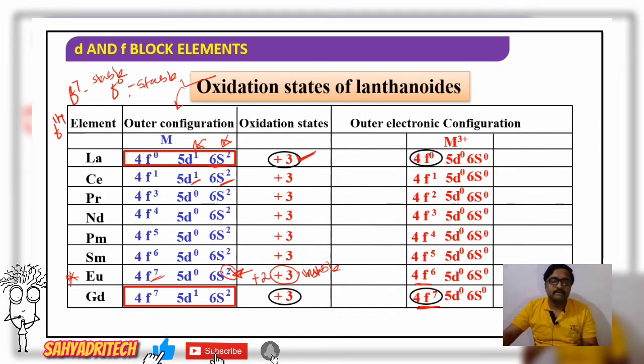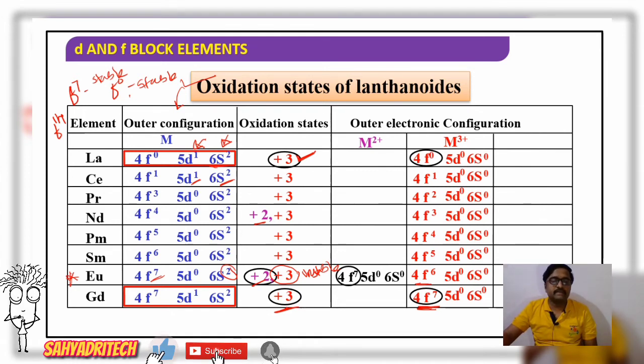Now lanthanum and gadolinium readily show +3 oxidation state. The reason: by losing 3 electrons, lanthanum acquires the f0 configuration, which is stable, and in the case of gadolinium, by losing 3 electrons, it acquires a stable half-filled configuration. Now coming to the elements I specified already: europium and one more, neodymium. They even show +2 oxidation state, which means if it loses 2 electrons, what is the configuration?